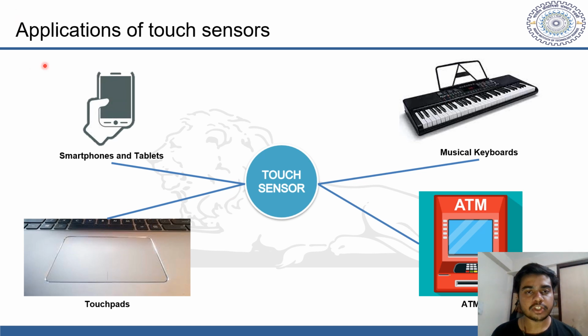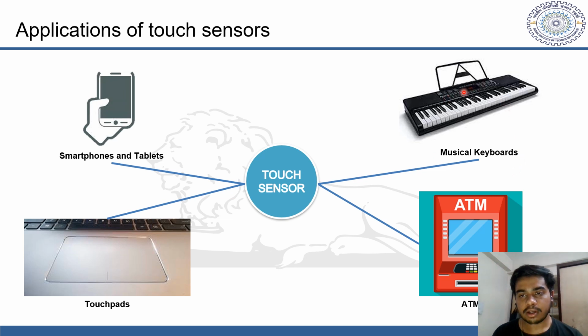Coming to the applications, touch sensors are used in smartphones and tablets as previously discussed. Here capacitive touch sensors are used. In laptops, we could see touch sensors used in touchpads. Here also capacitive touch sensors are used. Touch sensors are also used in musical keyboards. So we could see that some keyboards are touch sensitive.